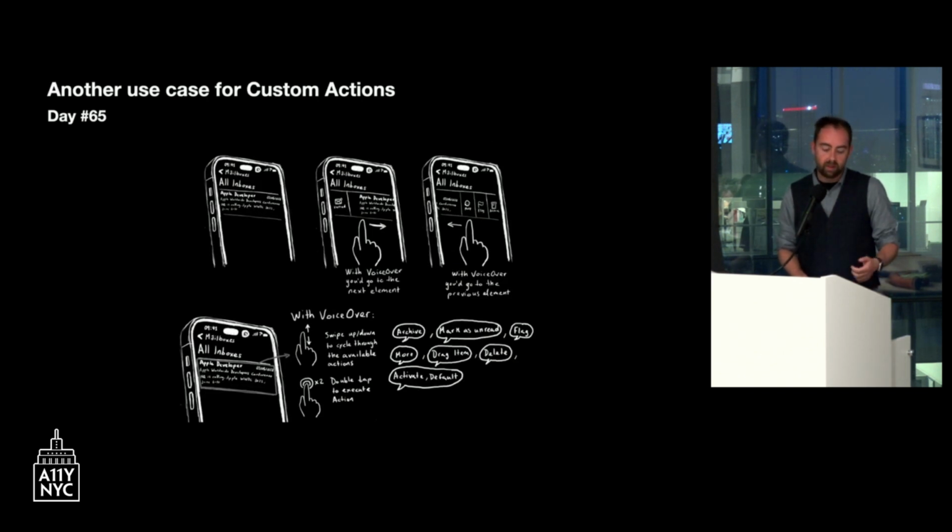Custom actions that we've seen are super useful as well when you can interact with something in a way that interferes with VoiceOver gestures. So for example, when you think about the Mail app, you can swipe right or left to do things like flag an email or reply or delete. If you do that with VoiceOver, you're going to go to the previous element or the next element instead. So you can put those actions in custom actions.